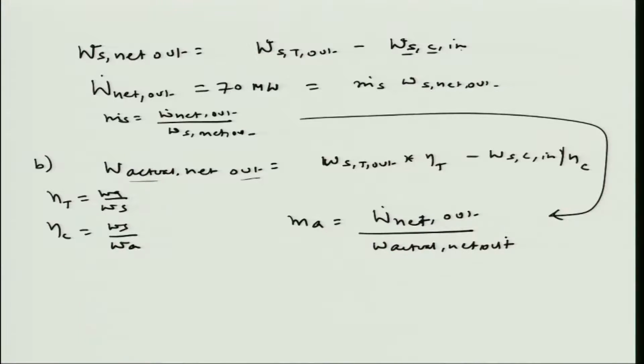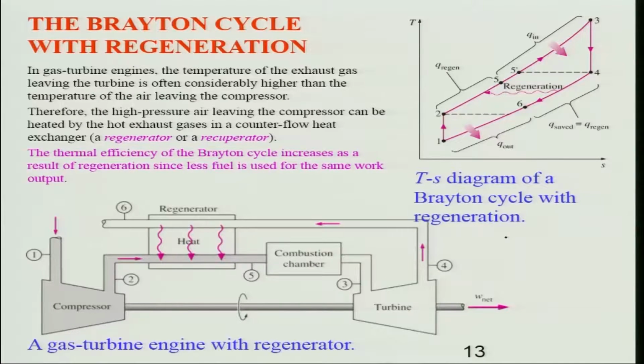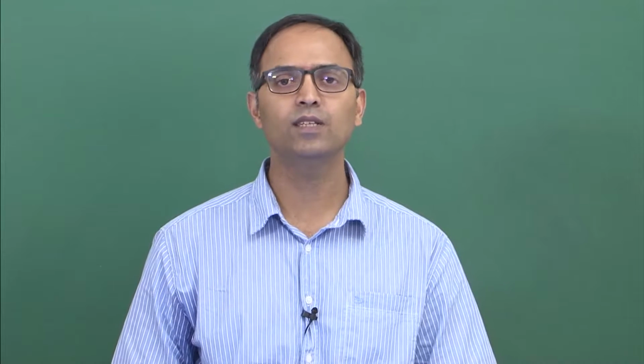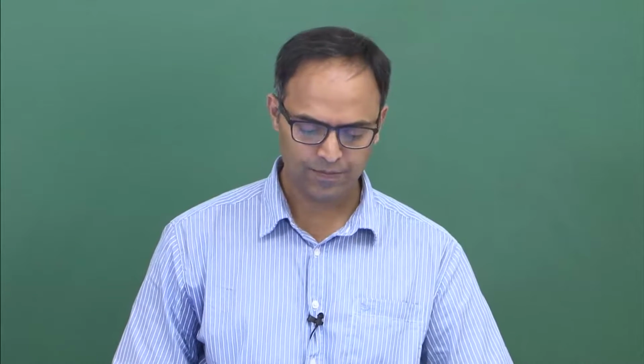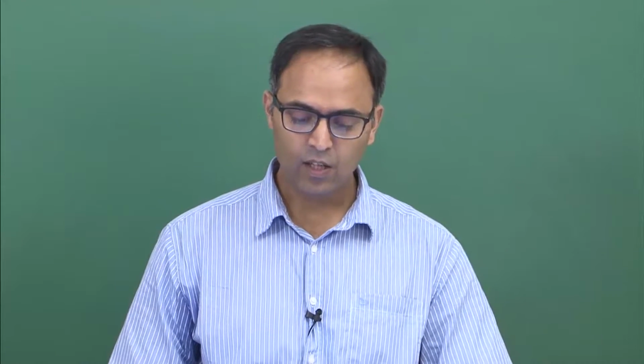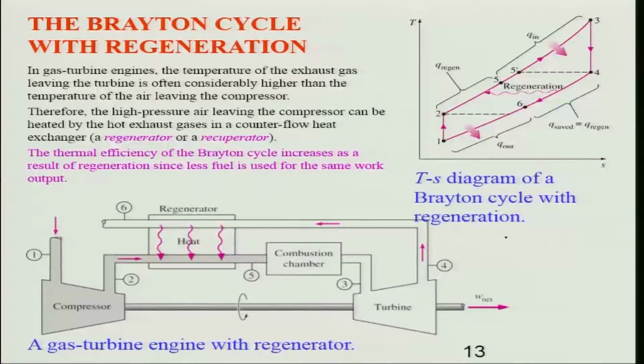Now we are going to consider the Brayton cycle with regeneration. This is mainly to increase the efficiency of gas turbine engines, and we'll take a look at the specific conditions. In many systems, the temperature of the exhaust gas is often considerably higher than the temperature of the air leaving the compressor. This is the case where we can make use of regeneration, when the temperature of the exhaust gas is higher than the air leaving the compressor, which is state 2.